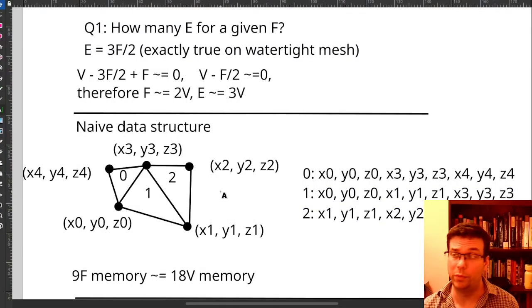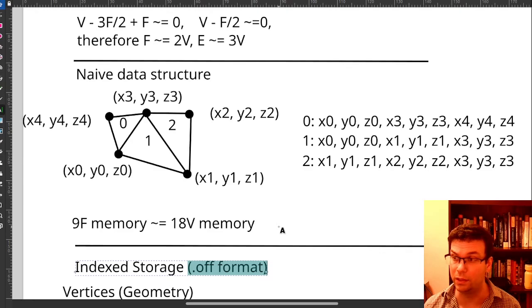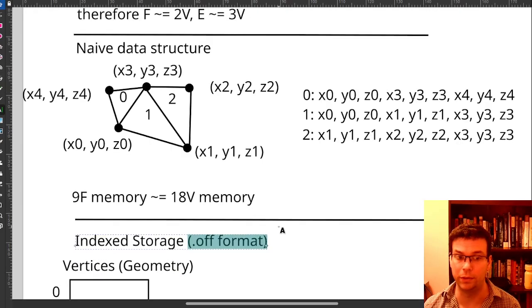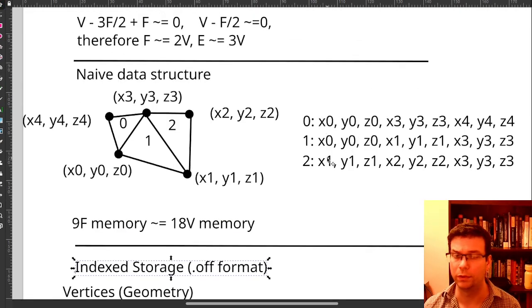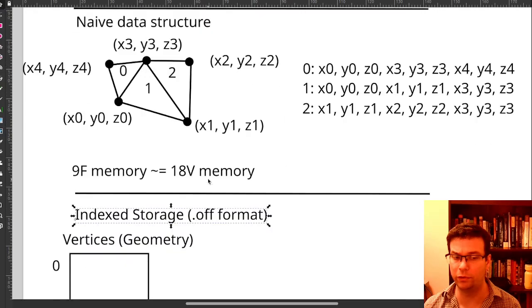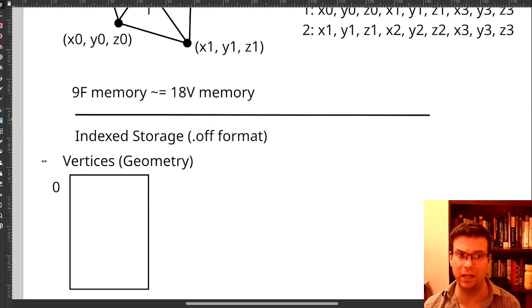So it turns out there's a much better data structure you can use, which I'll call index storage. This is the format that the .off files use, the files that we've been using in the library ggslack when we've looked at meshes in our scenes. It's also the data structure that our graphics cards use when they render the meshes to the screen. Instead of storing one table with all the vertex information for each triangle, we're going to decouple the geometry from the topology. We're going to use 2 tables.